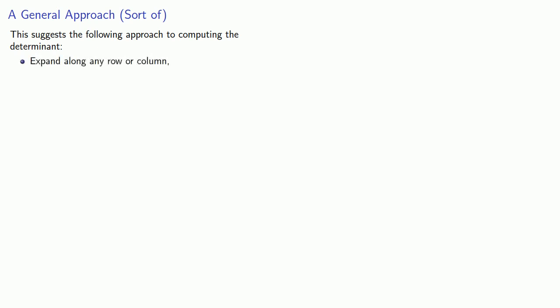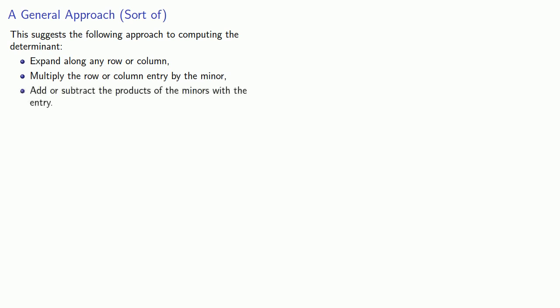And so we have a general approach, sort of. This suggests the following approach to computing the determinant. First, we'll expand along any row or column. We'll multiply the row or column entry by the minor, and then add or subtract the products of the minors with the entries. And there's just one little problem. How can we decide when to add or when to subtract? We'll take a look at that next.